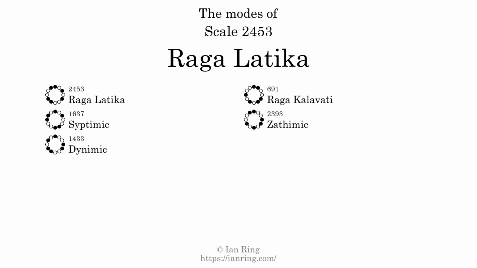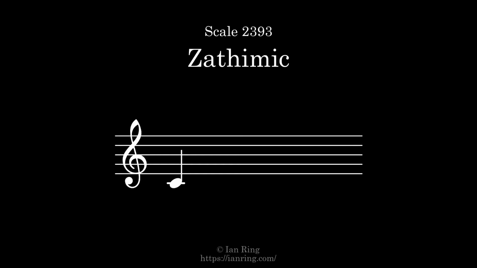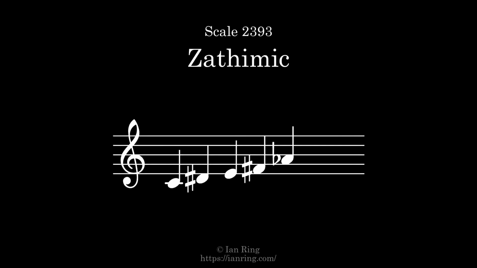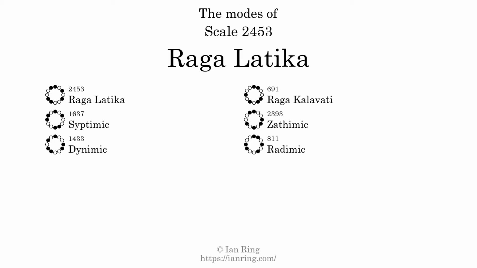The fifth mode is scale 2393, also known as hexatonic. It sounds like this. The sixth and last mode is scale 811, also known as rhythmic. It sounds like this.